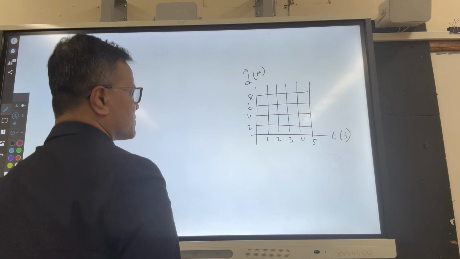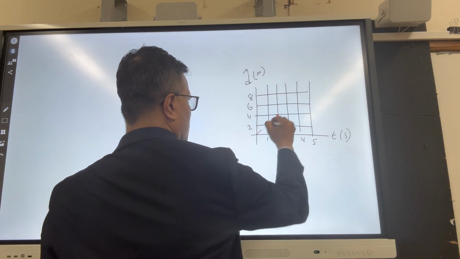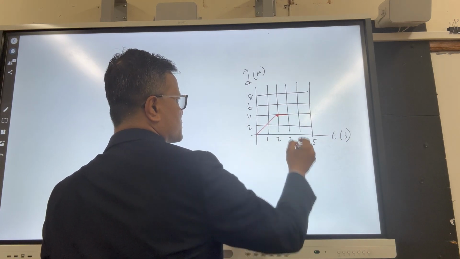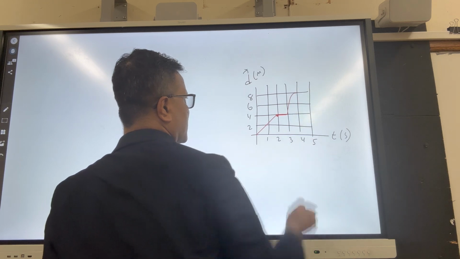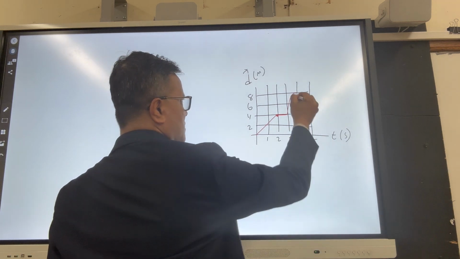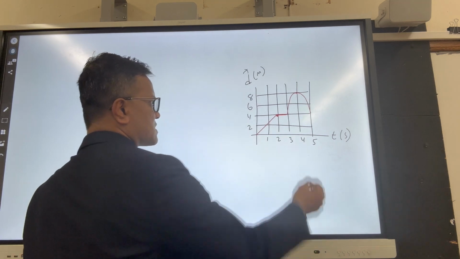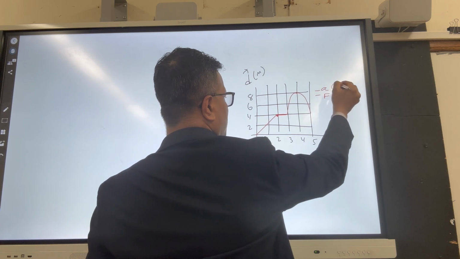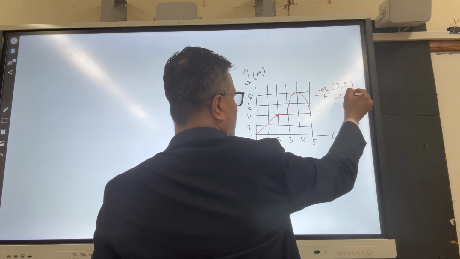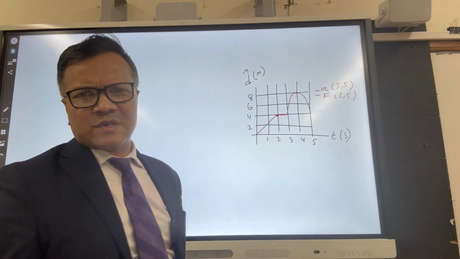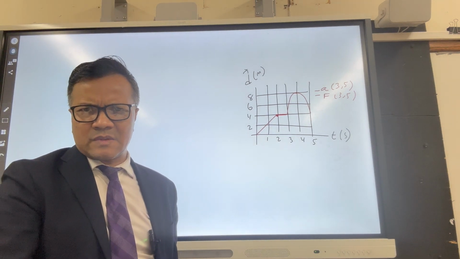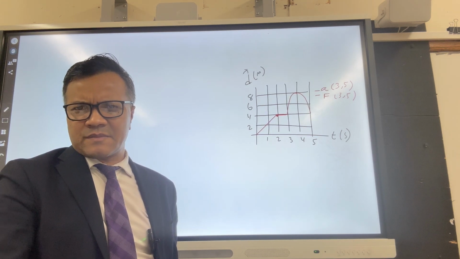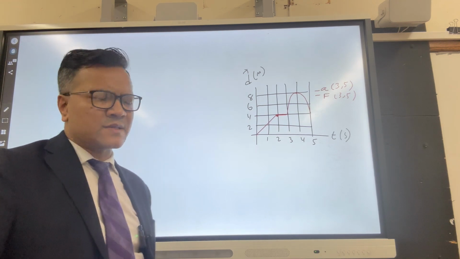From 0 to 2 seconds, the object moves with constant velocity, 2 meters per second. From 2 to 3 seconds, the object is at rest. From 3 to 4 seconds, the object moves with constant negative velocity, negative acceleration. From 4 to 5 seconds, constant negative acceleration. So if acceleration is negative, then force is also negative from 3 to 5. The force cannot be positive. Net force and acceleration are always in the same direction.